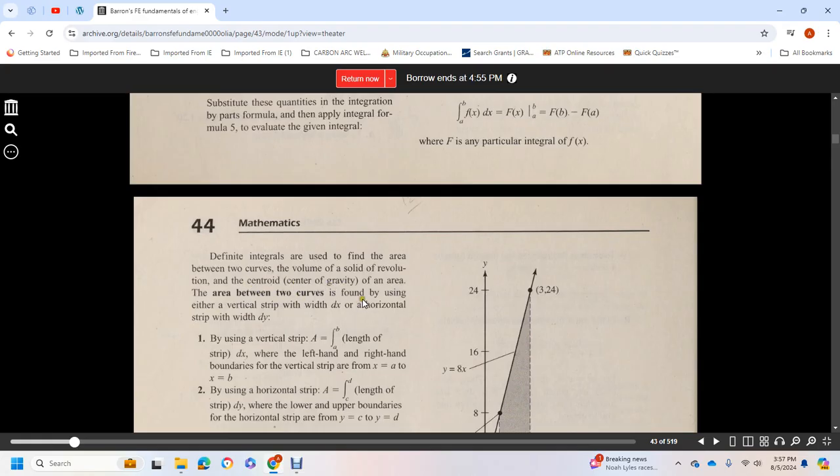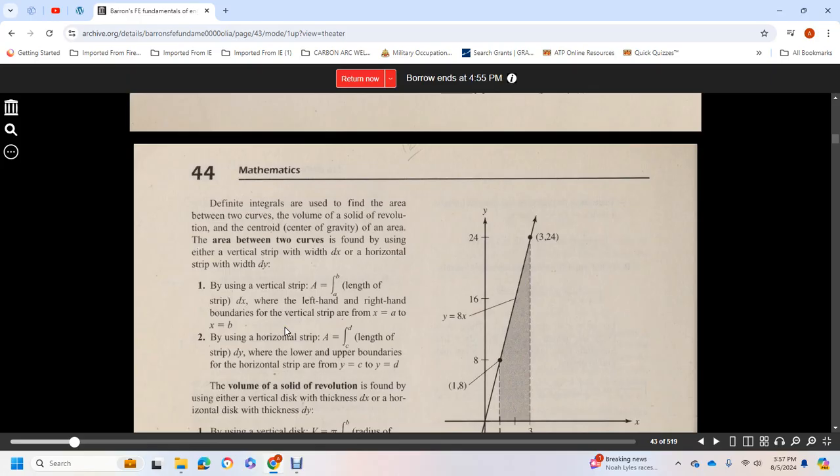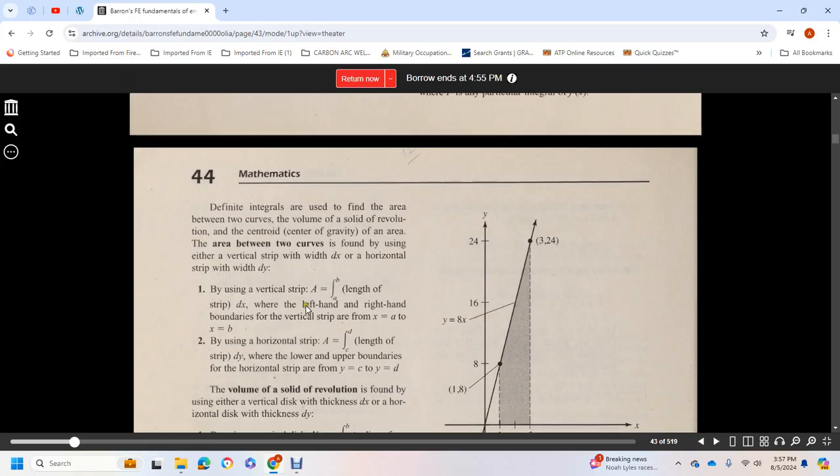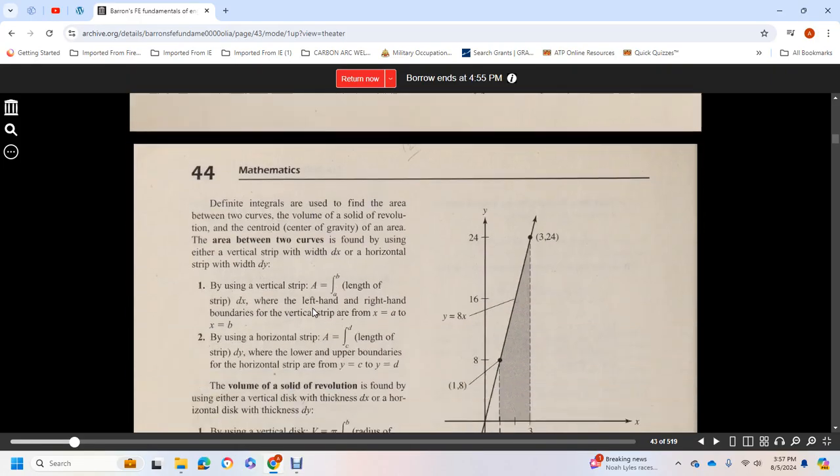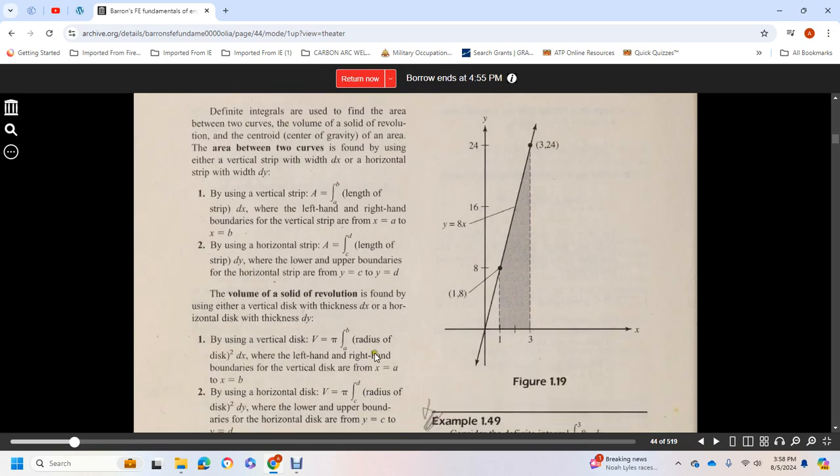The area between two curves is found by using either a vertical strip of width dx or a horizontal strip of width dy. By using a vertical strip, the area A is the definite integral of the length of the strip times dx, where the left and right boundaries of the vertical strip are x equals a and x equals b. By using a horizontal strip, the area A is the definite integral of the length of the strip times dy, where the lower and upper boundaries of the horizontal strip are y equals c and y equals d.